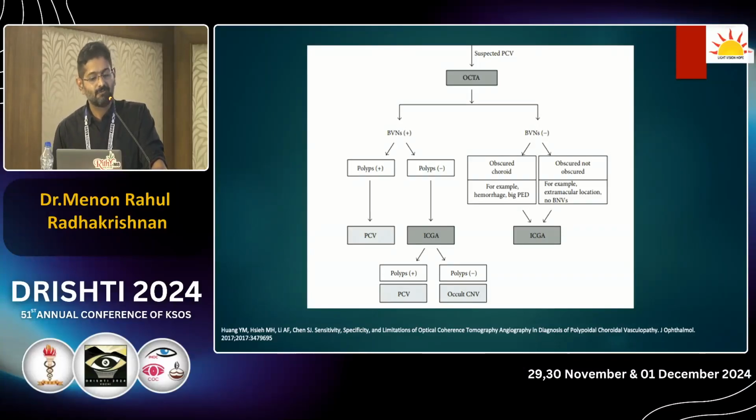When you see cases of suspected PCV, get an OCTA done rather than subjecting them to an invasive ICGA. You look at the OCTA, and if you can see the branching vascular network with polyps, you can treat it as PCV. You don't need to subject them to an ICGA. But if you don't see polyps, you have to get an ICGA, and depending on it you can classify it as PCV or occult CNVM. Now, suppose in the initial OCTA itself, because of hemorrhagic PEDs or extramacular location, whatever the reason, you're not able to get a good image, directly subject them to ICG.